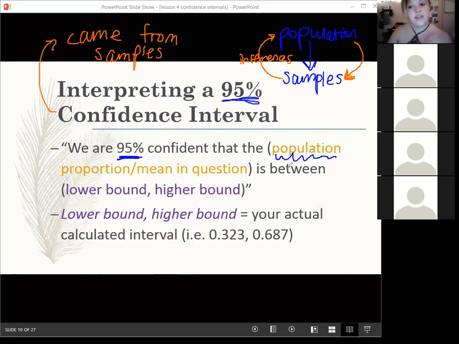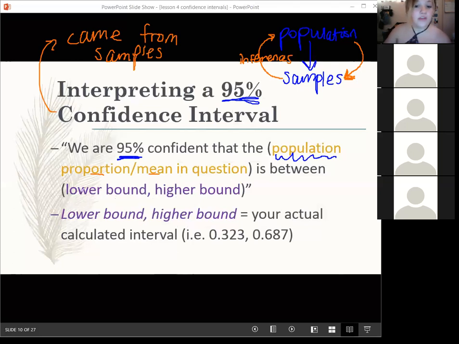So make sure you always say we're 95% confident that the population, and then you just talk about, if you're talking about categorical variables, you'll say proportion. Talking about quantitative, you'll say mean. So it's one of these, it's not both. So either population proportion or population mean in question is between, and then whatever confidence interval you got.